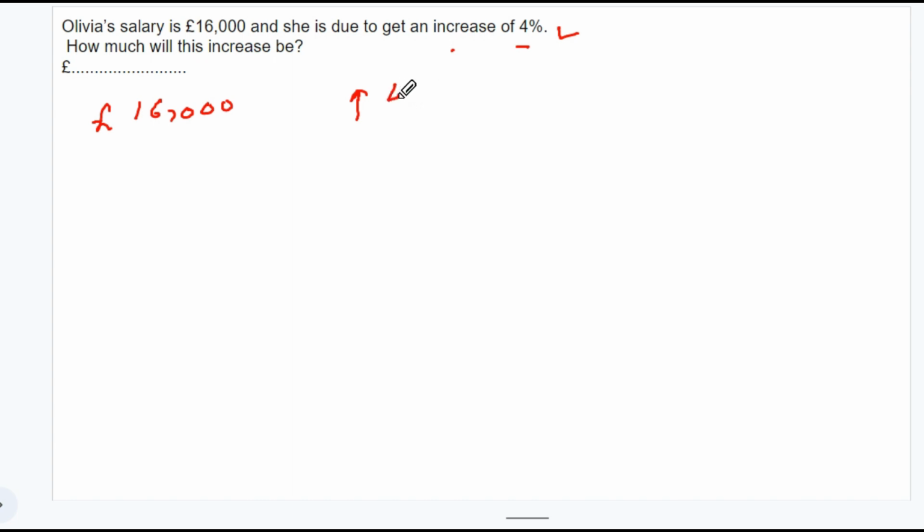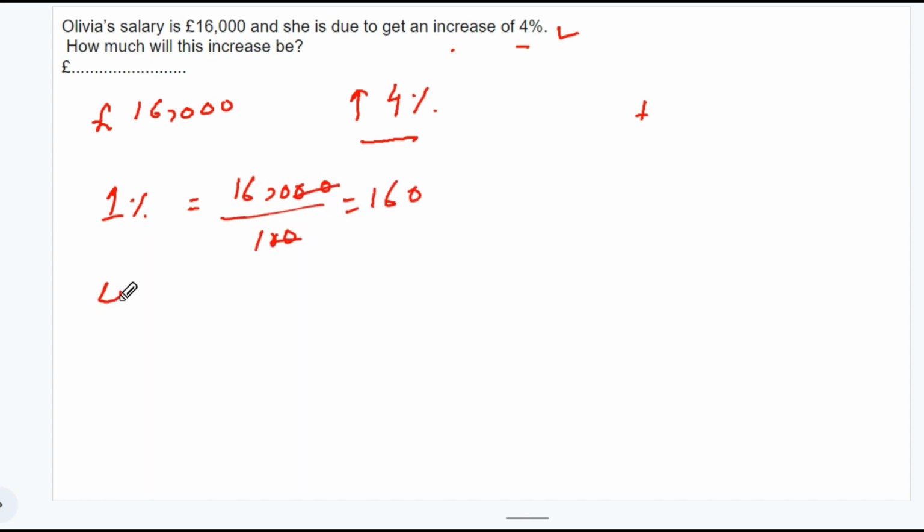She is going to have an increase of 4% in her salary, right? So the original was 16,000. 4% we need to add to this. But for that, you need to find her 4% salary. 1% is equal to 16,000 divided by 100, and these two zeros cancel out. 160 is 1%. 4% would be equal to 160 times 4, right?